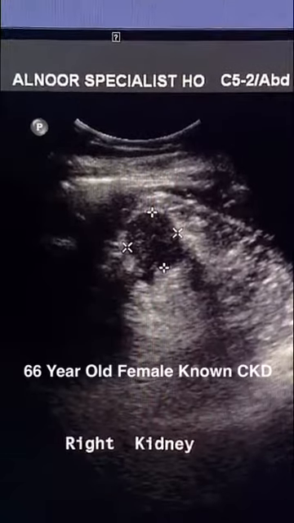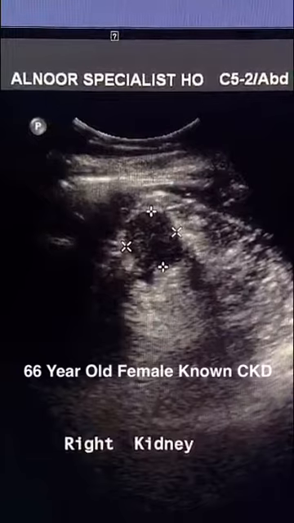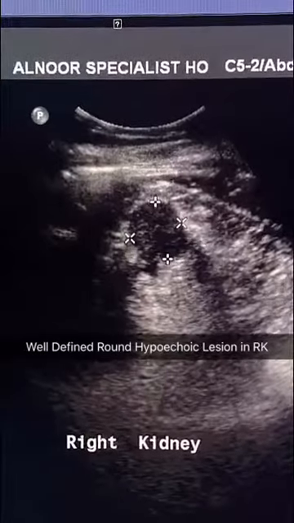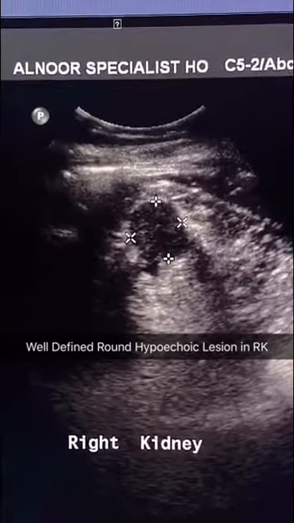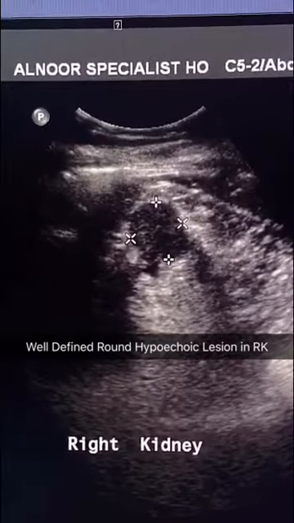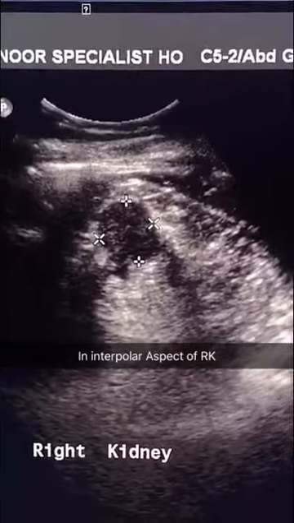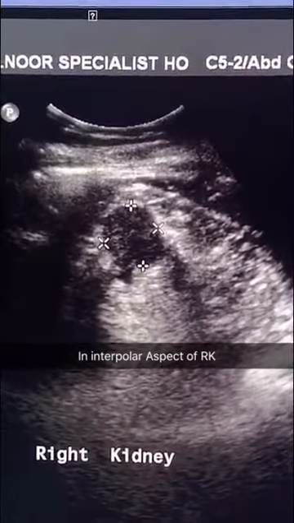Evening. A 66-year-old female, non-chronic kidney disease, on hemodialysis. She does ultrasound abdomen frequently, and in the last ultrasound, they noticed this well-defined round hypoechoic lesion located in the interpolar aspect of the right kidney. Both kidneys are small in size, that is atrophied.